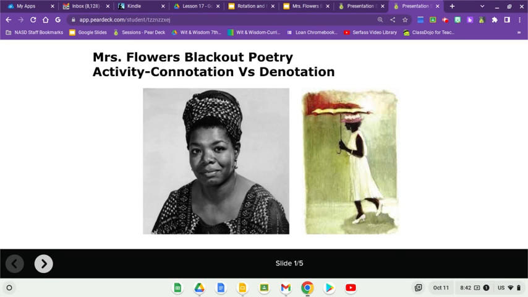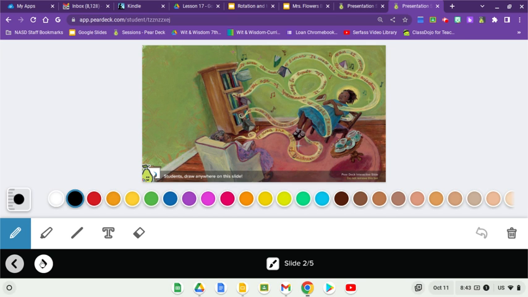Oh, welcome back. This is the Mrs. Flowers Blackout Poetry Activity, Connotation versus Denotation. Let's get into it. So, the first thing I wanted to do was just quickly review Mrs. Flowers, which is about Marguerite.